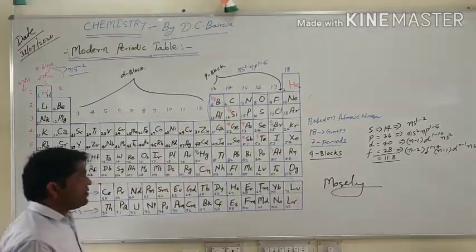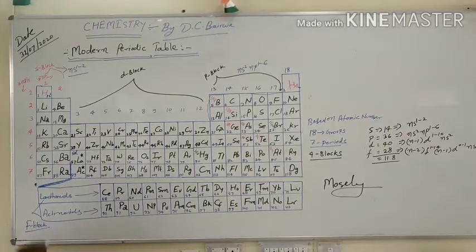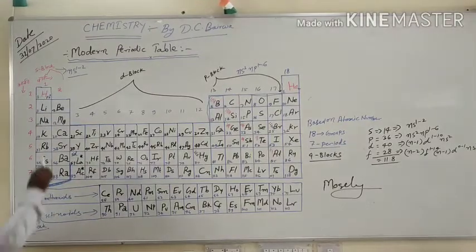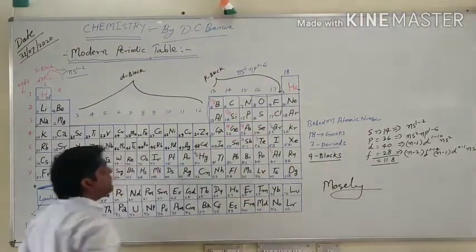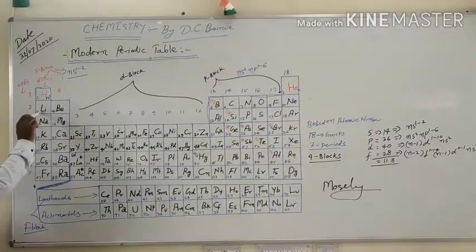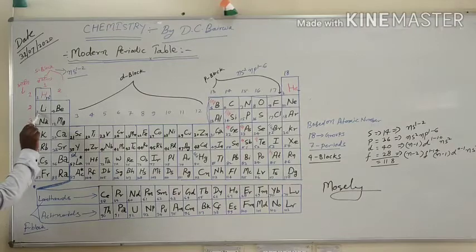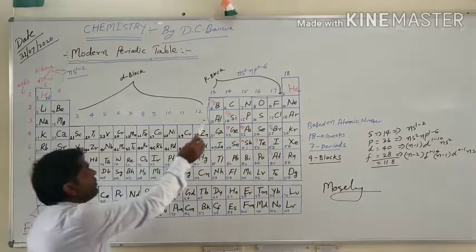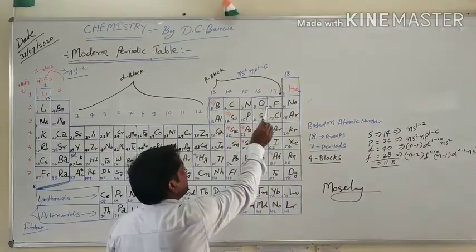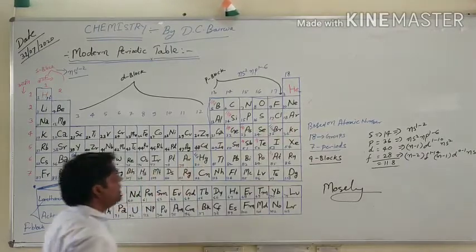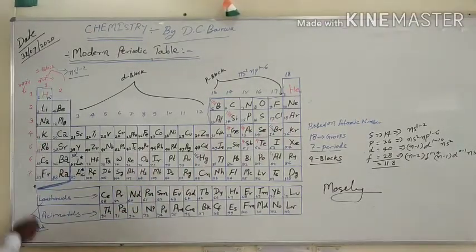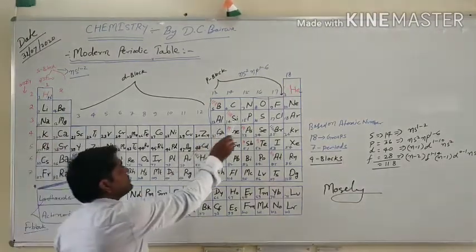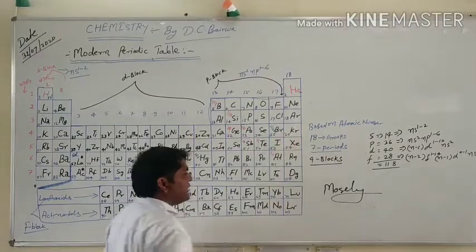Okay, dear students, see here in this periodic table, in first period two elements are present, hydrogen and helium, and in second period 8 elements are present: atomic number 3 lithium, 4 beryllium, 5 boron, 6 carbon, 7 nitrogen, 8 oxygen, 9 fluorine, 10 neon. Next, in 3 period also 8 elements are present: sodium, magnesium, aluminium, silicon, phosphorus, sulfur, chlorine, argon.